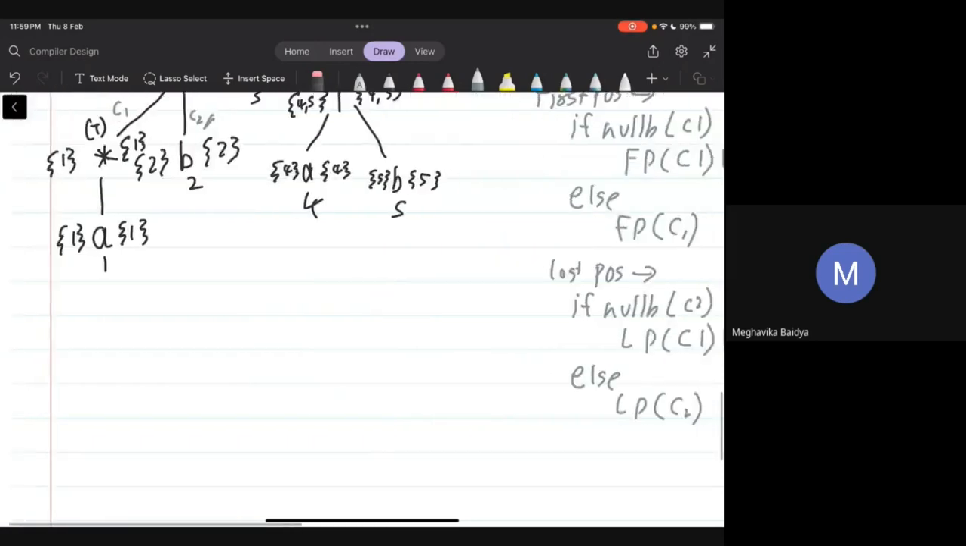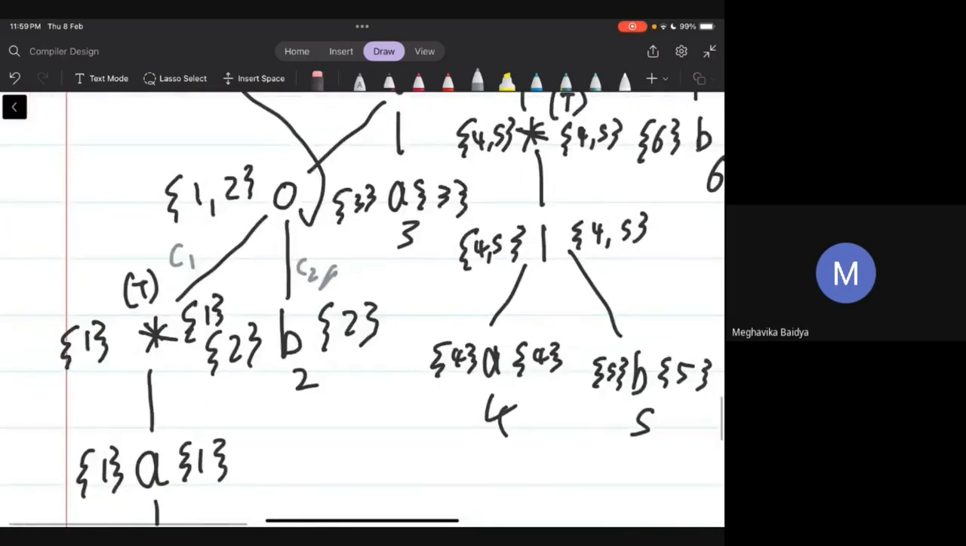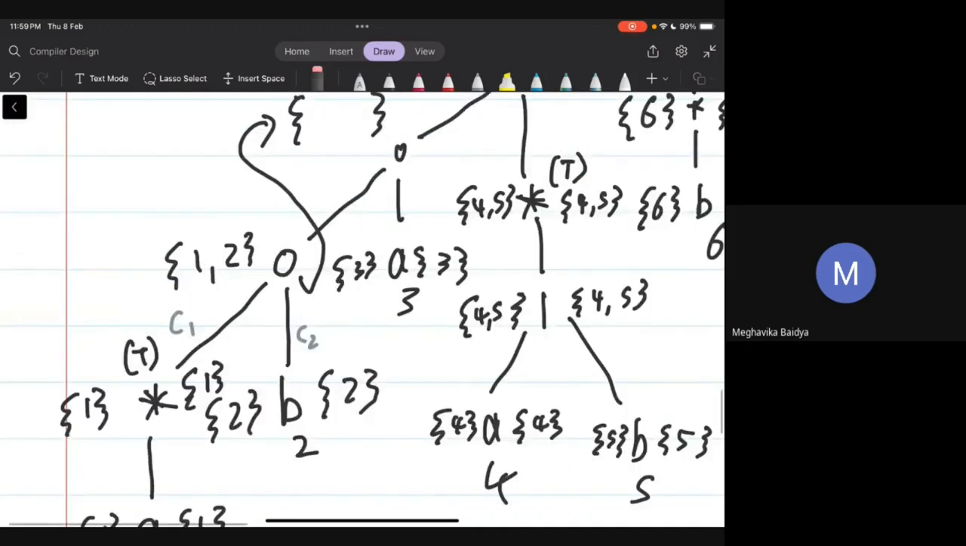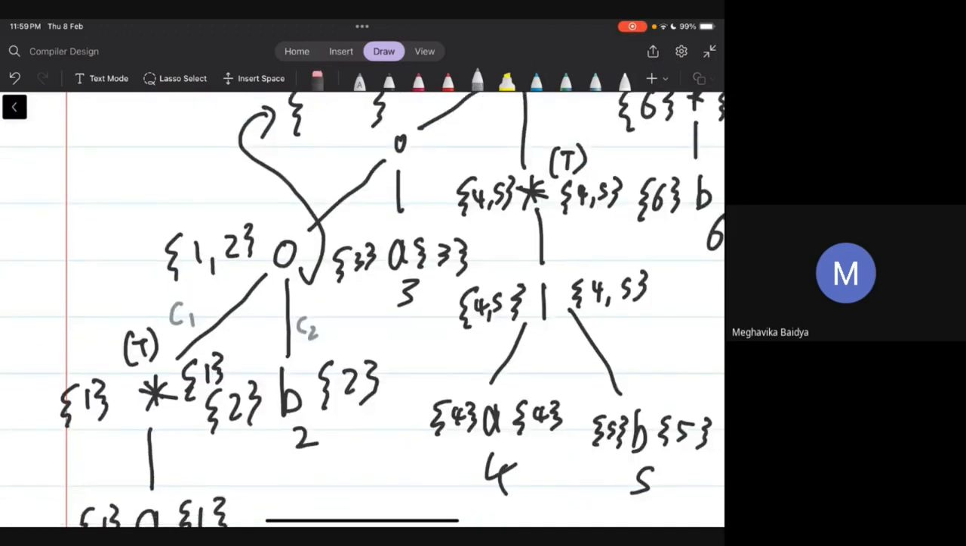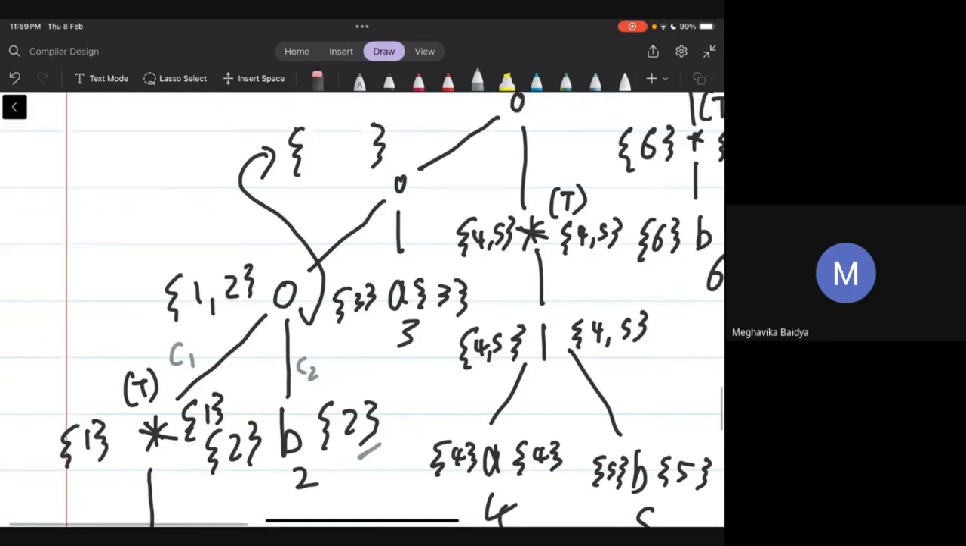Let me show you. Understood? So check here now. Nullability of C2 is false. We didn't write it true here. Nullability of C2, C2 is what? That is B, right? So what is the nullability of B? False, right? So you only write the last pos of B, which is 2 here.